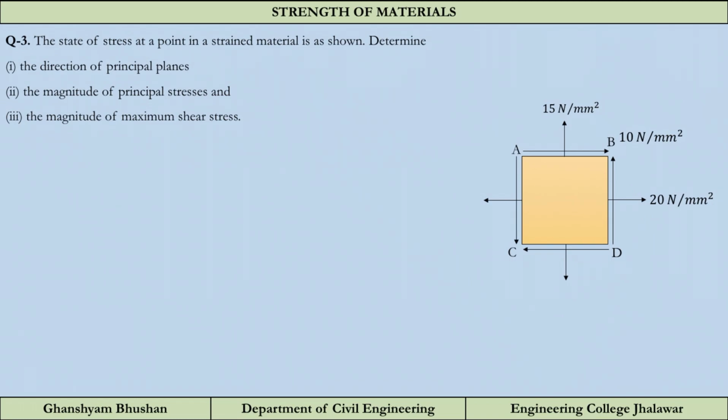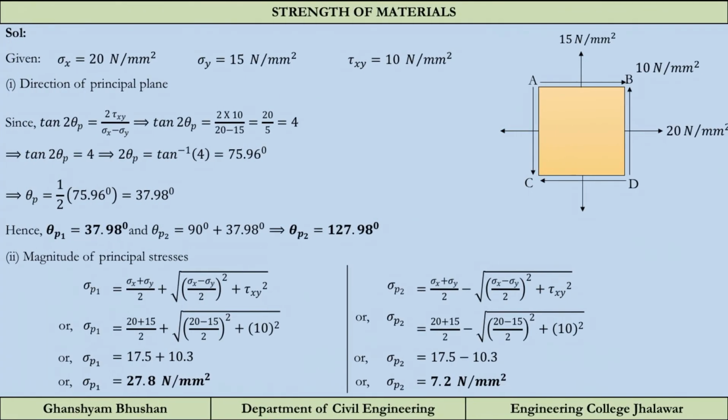Okay, so the state of stress at a point in a strained material is shown. Determine the direction of principal plane, magnitude of principal stresses, and the magnitude of maximum shear stress. We have to compare from our orientation, and you will find the directions are exactly the same. That means sigma x, sigma y and tau xy are positive. Okay, so given: sigma x is 20 megapascal, sigma y is 15 megapascal and tau xy is 10 megapascal as shown in the figure.